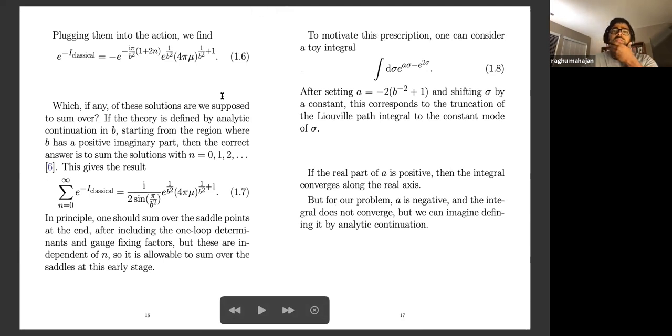And okay, so we can take these saddle points, plug them into the action. The action will have some oscillating piece coming from the imaginary part of sigma. And now, okay, there's some mu and so on anyway. So there is some on-shell action.